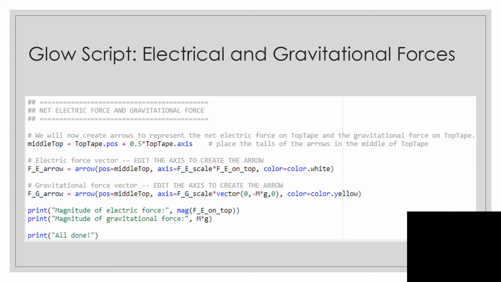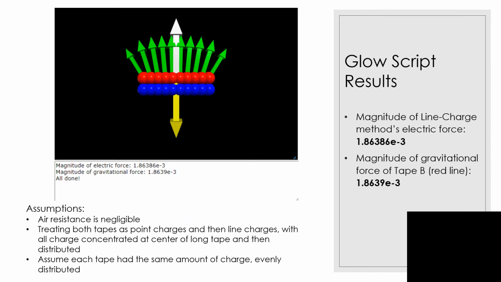Finally, the net electric force arrow is created in white, pointing upwards because it's tape A onto tape B, as well as the gravitational force in yellow created by multiplying the mass of the point charge of the tape by the gravitational constant. Our aim was to have the electric force from the line charge method be as close to the gravitational force of tape B in order for both to cancel each other out. This magnitude was around 1.863 times 10 to the negative 3. For this experiment, we assumed the air resistance was negligible. We could represent the tapes as point charges with all the tape's charge concentrated at the center, and that each tape had the same amount of evenly distributed charge.